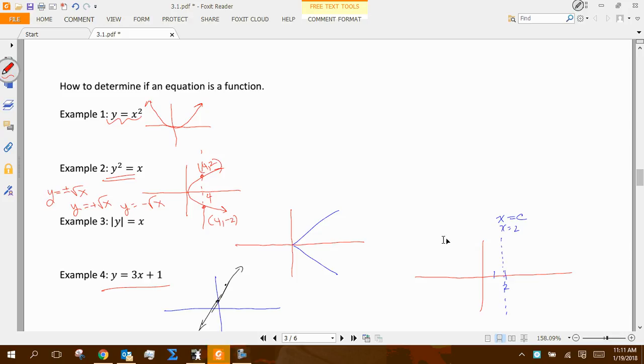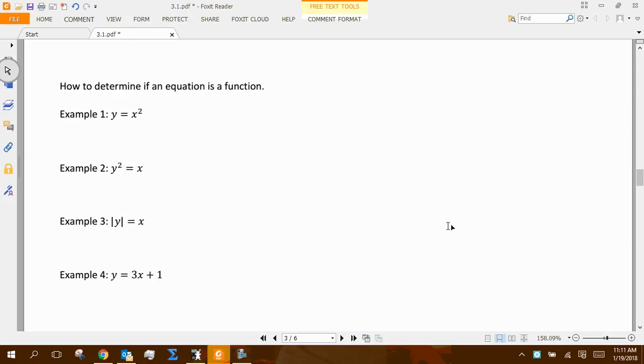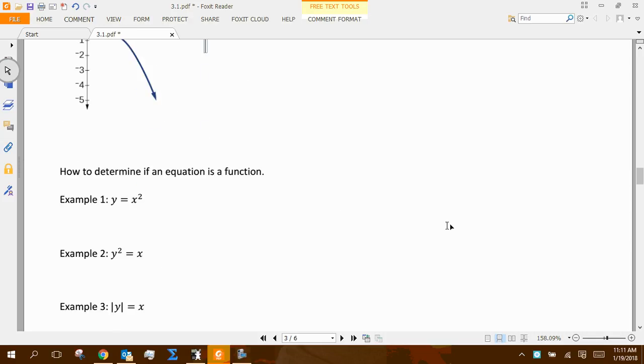It's still linear. But if I put in my vertical line and start tracing through here, right there it fails, because there are a lot of different y values that get paired up with that x. So that would be a situation where you fail the vertical line test, and that is not a function. But every other line is a function. All right, I think that wraps up 3.1.